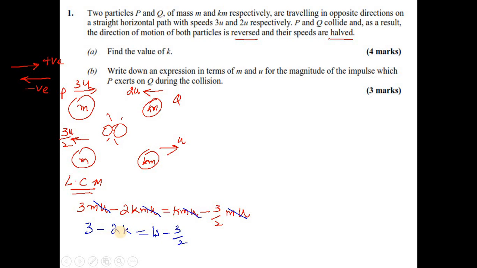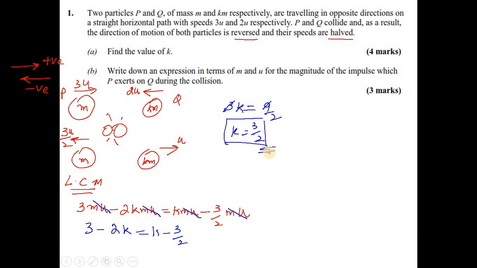So 2k comes over here and becomes 3k is equal to 3, and minus 3 by 2 goes over there and becomes plus 3 by 2. So 3 plus 3 by 2, so 3 and 1.5, so 4.5, that means 9 by 2. Then 3 and 9 cancel, so k is equal to 3 by 2. This is the value of k.